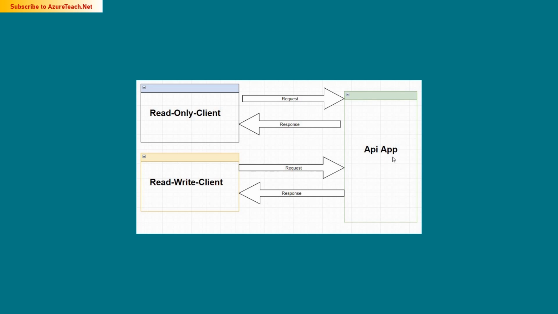We are going to create an API app and two client apps. One client will have read-only permissions and the other client will have read-write permissions. First step is we have to create the app registrations. The number of app registrations depends on the number of apps that use Azure AD. So here we have 3 apps, so we have to create 3 app registrations.